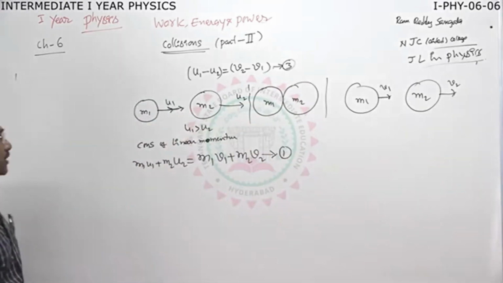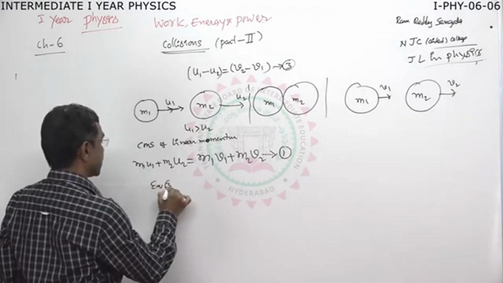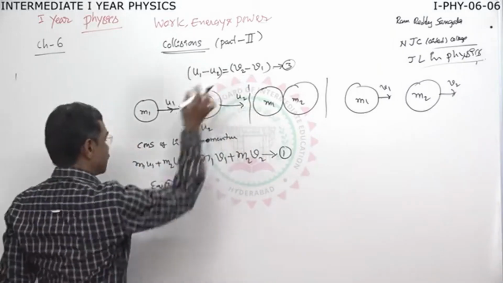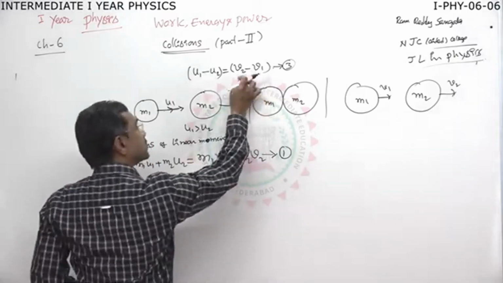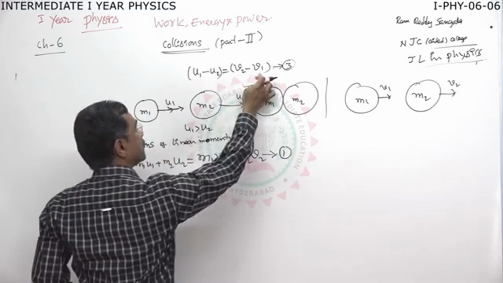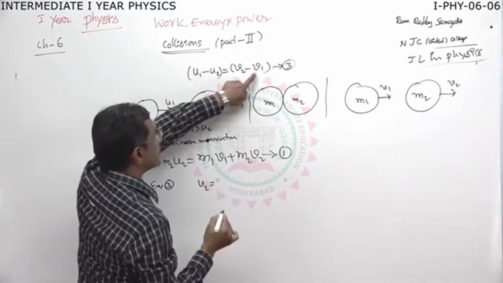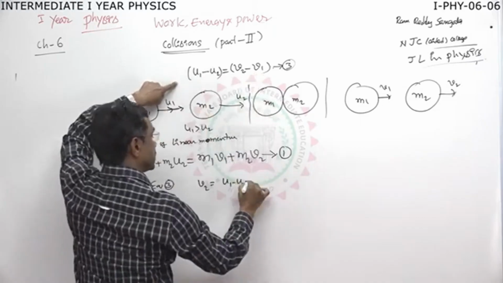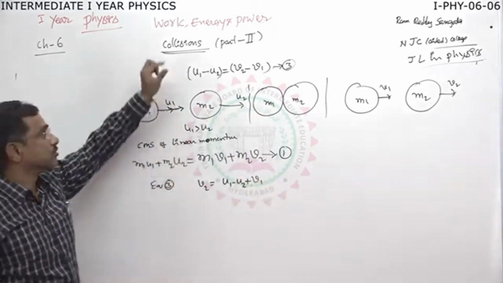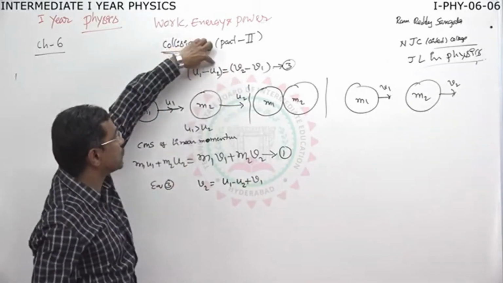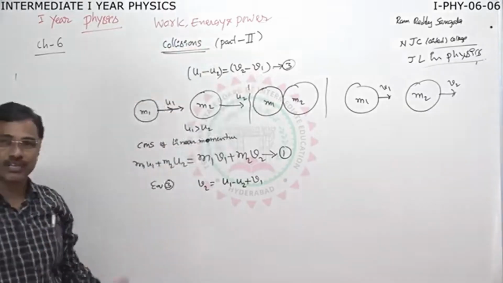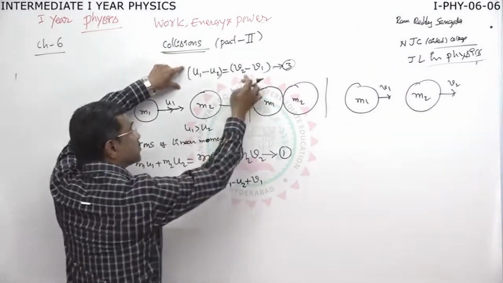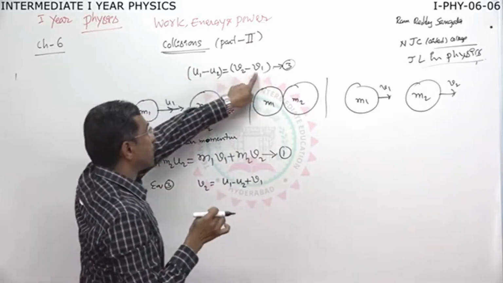In the previous class, we already studied equation 3. If you eliminate the V2 value, obviously you will get the equation for V1. So from equation 3, we can write V2. Bringing this side, it is U1 minus U2, and the minus V1 will become plus V1. Just notice, dear students, equation 3: relative velocity of approach is equal to relative velocity of separation. This we already derived in the previous class. In continuation to that, from equation 3 we have the equation for V2: V2 is U1 minus U2 plus V1.